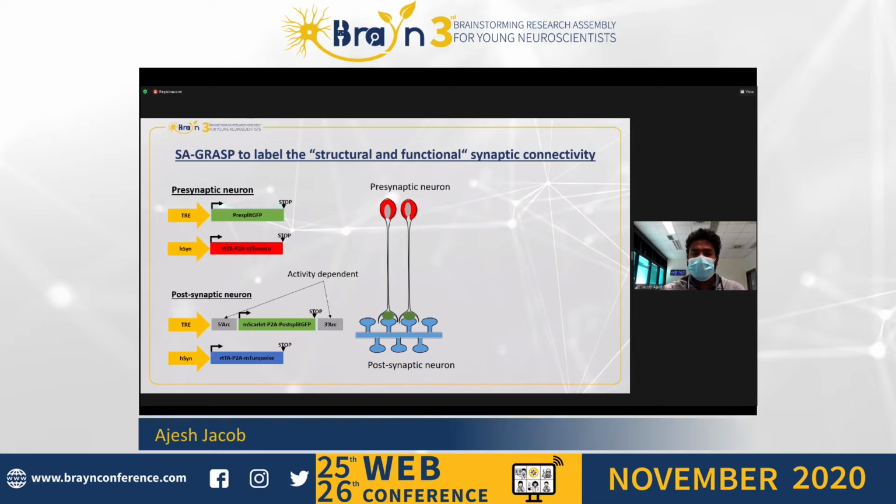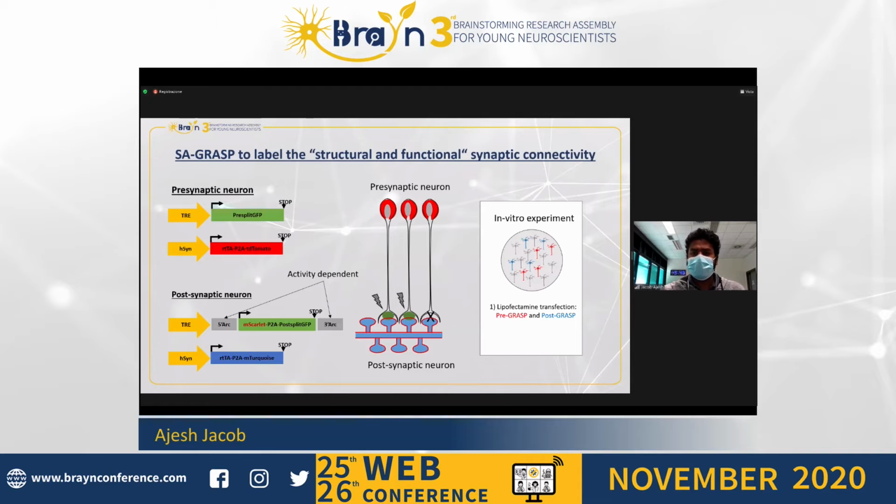To make it activity dependent, we added the 5' and the 3' UTRs. With this, you will see GFP only when they are structurally connected and functionally active, not when they are just structurally connected. And we have also added a red fluorophore along with the post split GFP as an internal control.